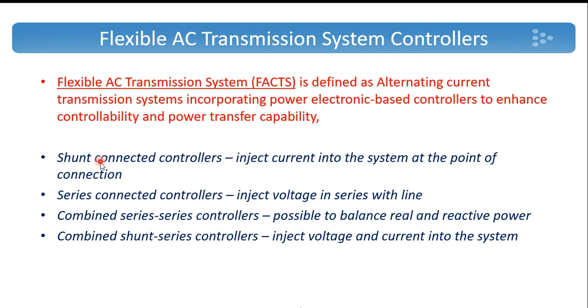There are different types of flexible AC transmission system depending on the connection. They are shunt connected, series connected, combined series, combined shunt series. In shunt connected controllers, mainly it injects the current into the system at the point of connection, and in series connected controllers, it injects voltage in series with the line. And in shunt series, both voltage and current can be injected, and in series, it is possible to balance both reactive and real power.